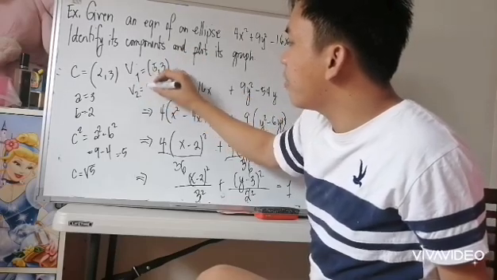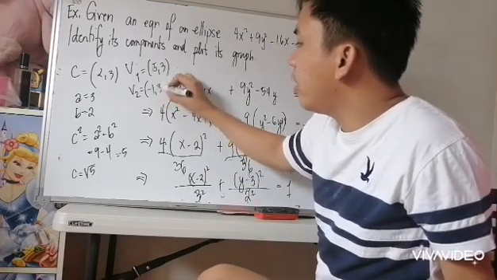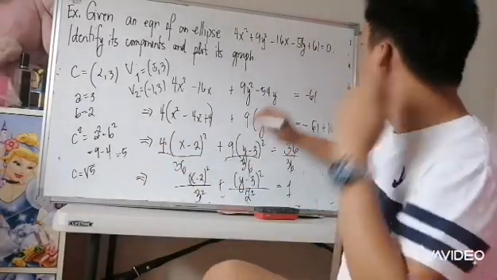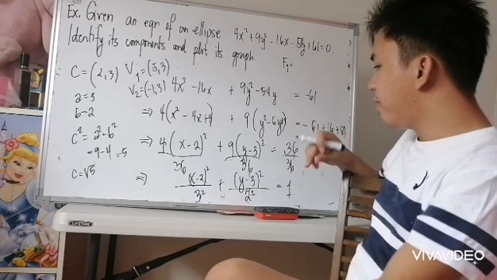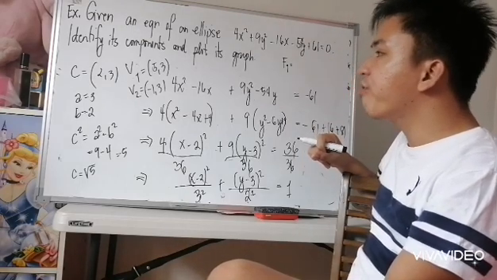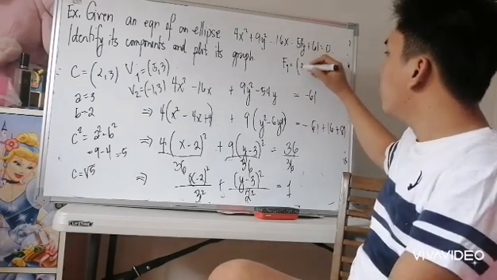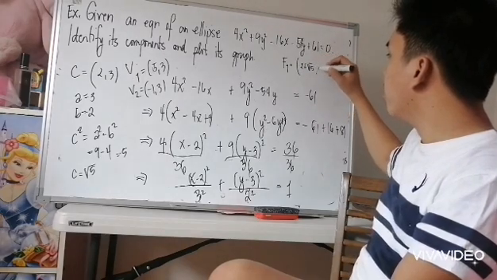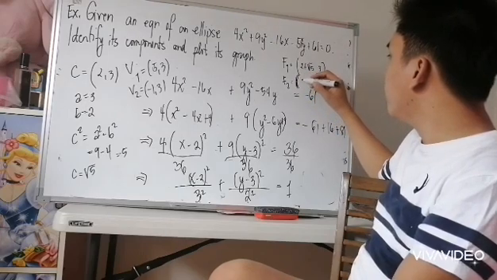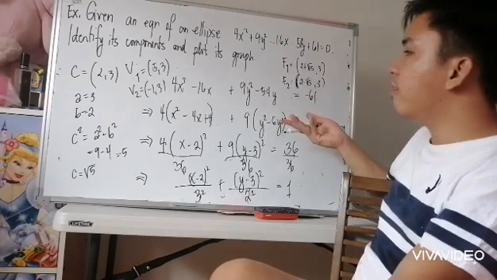Your vertex 2 is 3 units from the left of the center, so that's negative 1, 3. Okay? So your focus is measured as c. That's square root of 5 units from the right of the center, so that's 2 plus square root of 5, 3. And square root of 5 units from the left of 2, so that's 2 minus square root of 5, 3. So that's it. That's the focus.